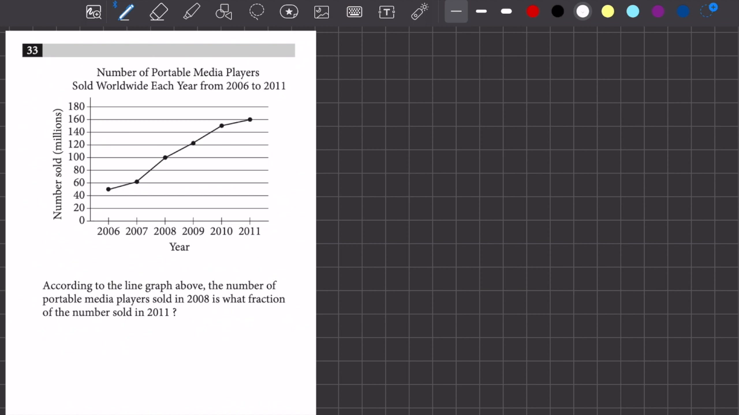Time for question 33. In 2008, the amount sold was 100, and in 2011 it was 160. In case of ratios like this, we don't need to consider the unit as it will just cancel out. 100 over 160 gives 5 over 8.